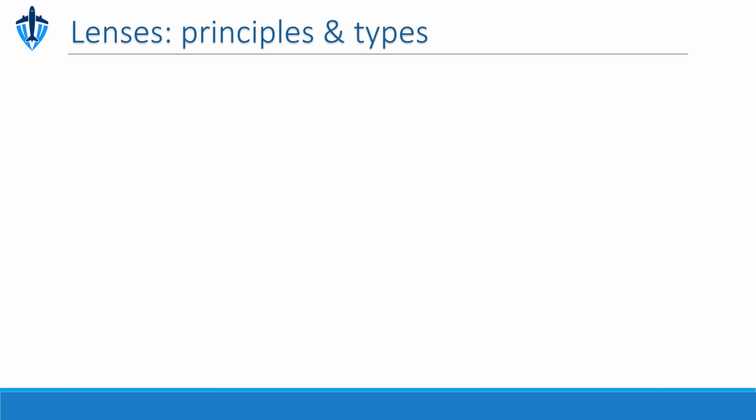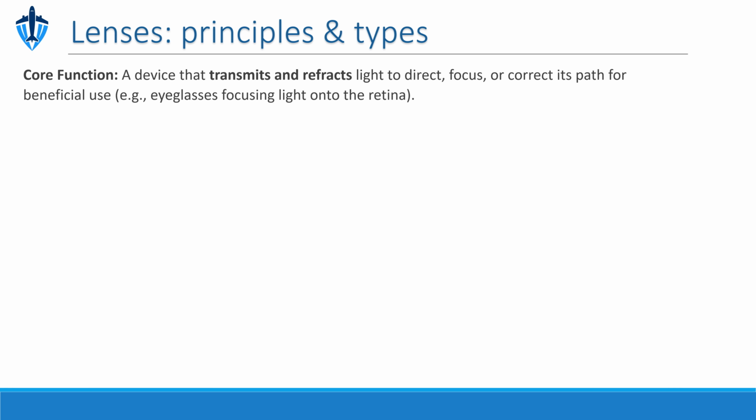Building directly on our knowledge of refraction, we now come to one of its most important applications, lenses. A lens is essentially any transparent device that uses refraction to bend and control light. Its primary purpose is to make light useful, like focusing the image of this text precisely onto your retina if you wear glasses.